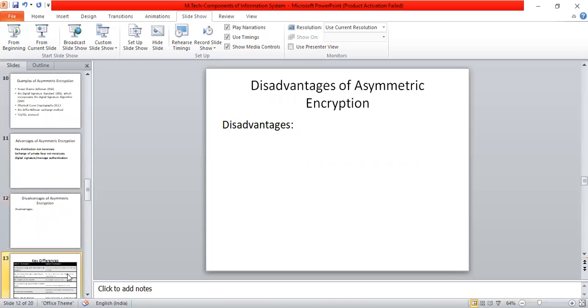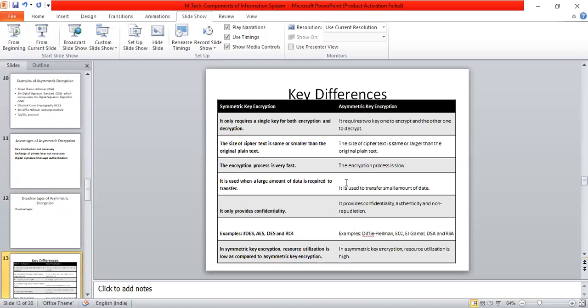And some differences are also there. Key differences: symmetric key encryption requires only a single key for both encryption and decryption. Asymmetric key encryption requires two keys, one to encrypt and the other to decrypt. In symmetric key encryption, the size of the ciphertext is the same or smaller than the original plain text. In asymmetric key encryption, the size of the ciphertext is the same or larger than the original plain text. These are the main differences.